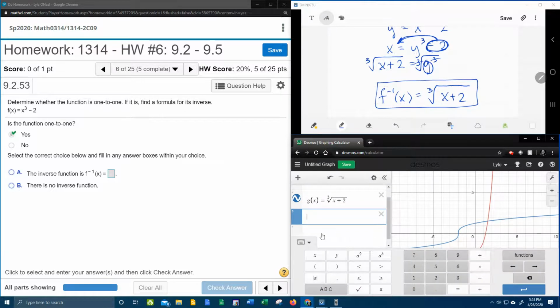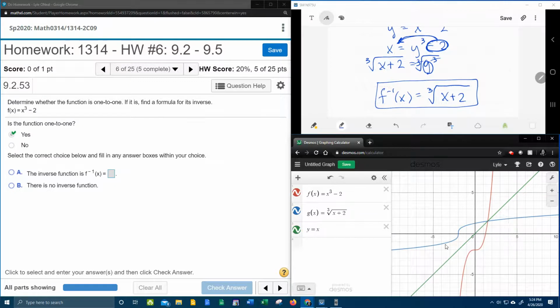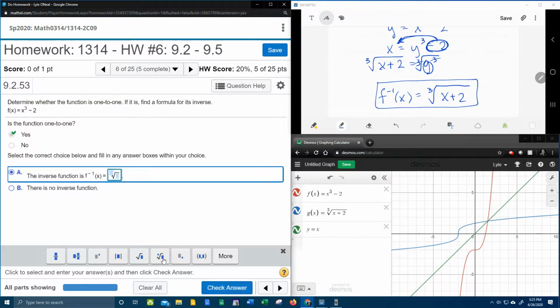So let's put the line y equals x, and let's check for symmetry. Bam, do you see the green line, the y equals x, should come up and split the blue and the red right down the middle. That looks pretty and symmetric. And I'm so glad I checked that. Whew, I caught my mistake with Desmos. So let's see if MyLab Math likes that, using this button for cube root of x plus 2.